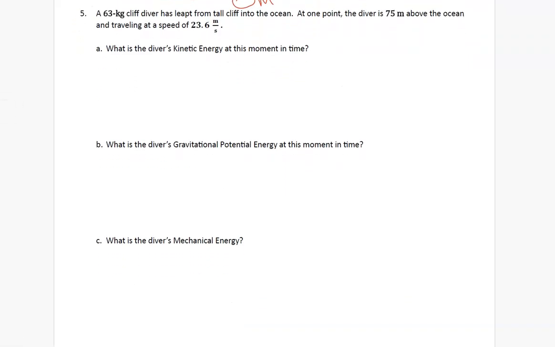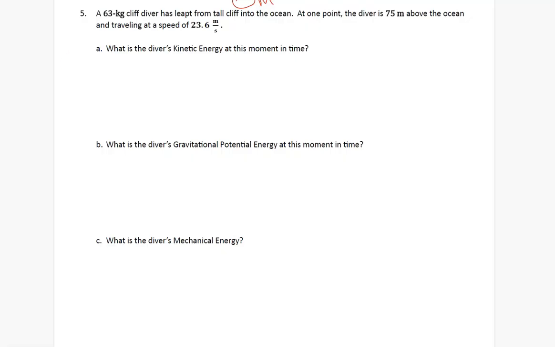Number 5 says a 63 kilogram cliff diver has leapt from a tall cliff into the ocean. At one point, the diver is 75 meters above the ocean and traveling at a speed of 23.6 meters per second. A, what is the diver's kinetic energy at this moment in time? B, what is the diver's gravitational potential energy at this moment in time? C, what is the diver's mechanical energy?